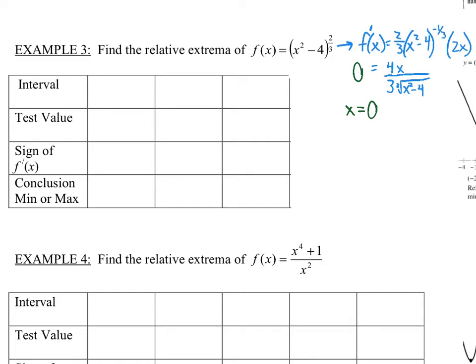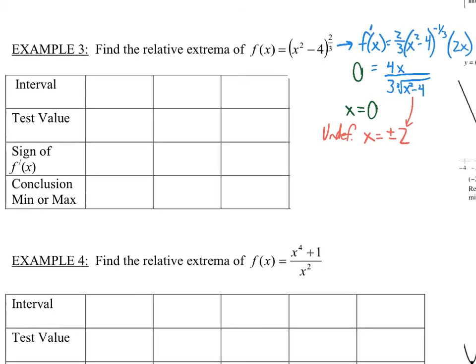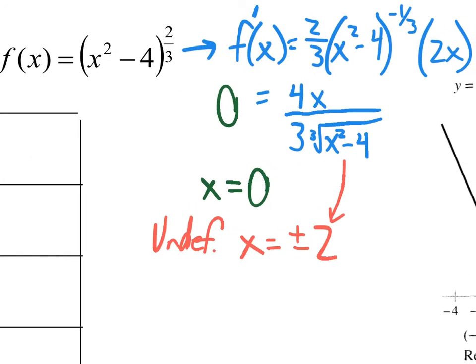But then I also need to think about what would make this undefined. x equals plus or minus 2. That would make the denominator equal to 0. Now, I could also look at that radical and say, am I ever going to get imaginary numbers? Potentially. And the answer in this case is no. Why? It's not a square root, it's a cube root, and the cube root is defined for all real numbers.